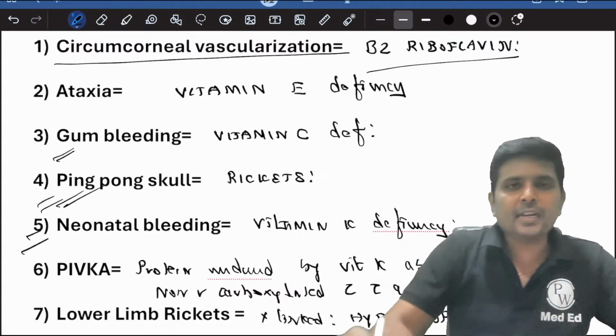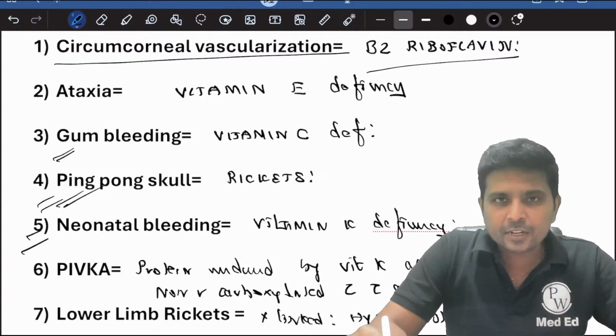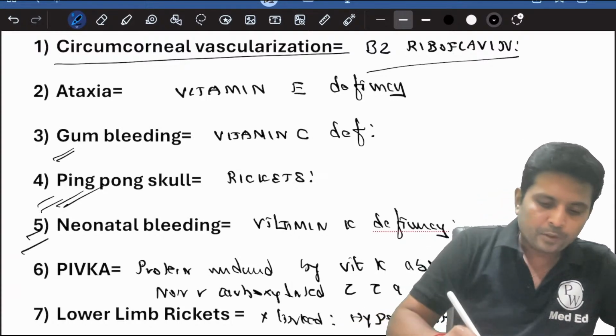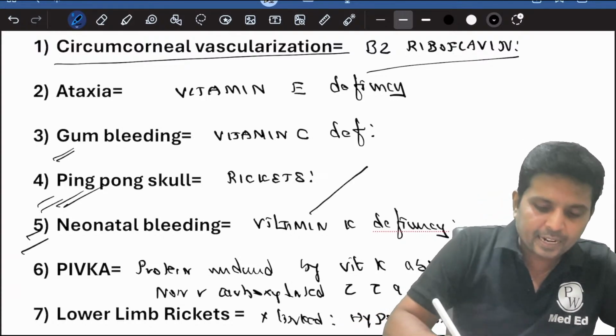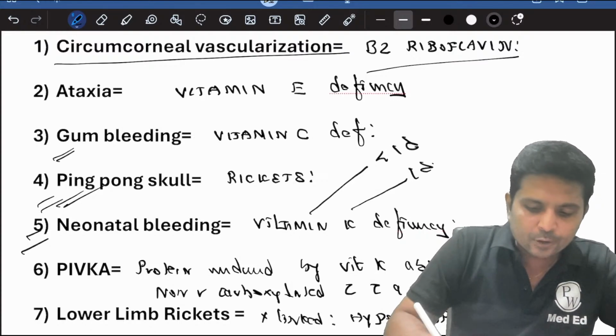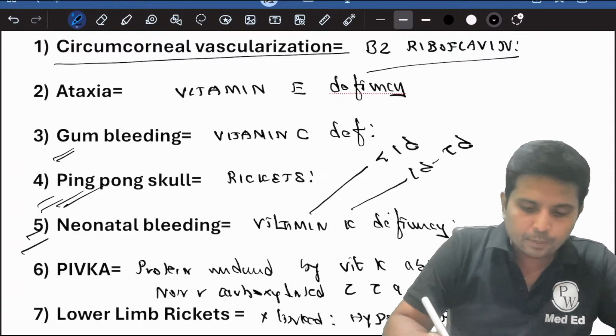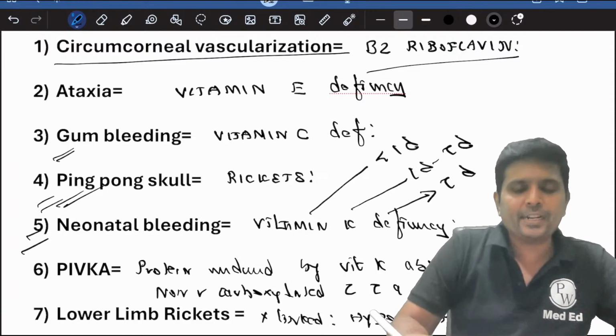Right. Neonatal bleeding. There are 3 types of neonatal bleeding: early onset, classic, and late onset. Less than 1 day is early onset, 1 day to 7 days is your classic, and more than 7 days is your late onset.